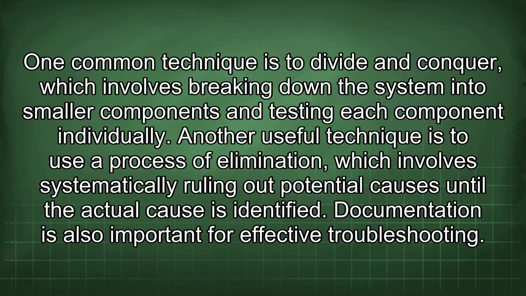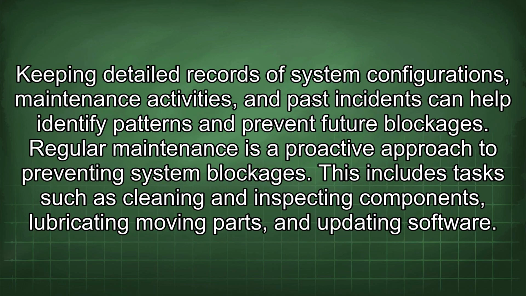One common technique is to divide and conquer, which involves breaking down the system into smaller components and testing each component individually. Another useful technique is to use a process of elimination, which involves systematically ruling out potential causes until the actual cause is identified. Documentation is also important for effective troubleshooting. Keeping detailed records of system configurations, maintenance activities, and past incidents can help identify patterns and prevent future blockages.